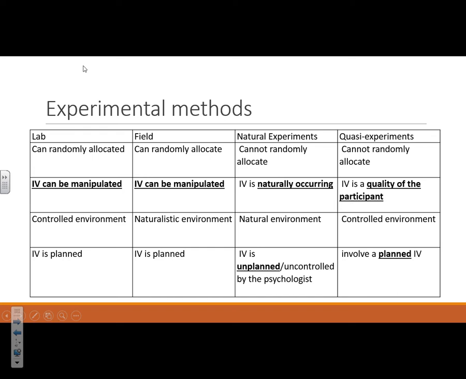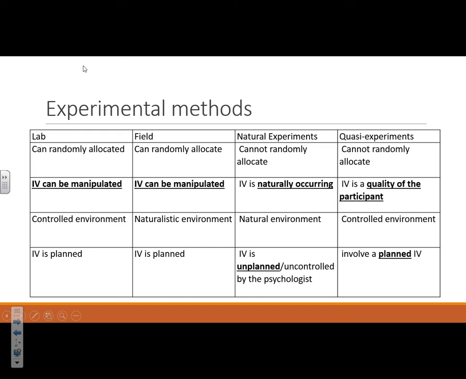So we give certain people caffeine, we don't give certain people caffeine. That's our manipulation. It's in a controlled environment, it's in a lab, and the IV is planned. We know exactly what we are going to look at when we conduct the experiment. We think this is what we're going to look at, and then we conduct an experiment.